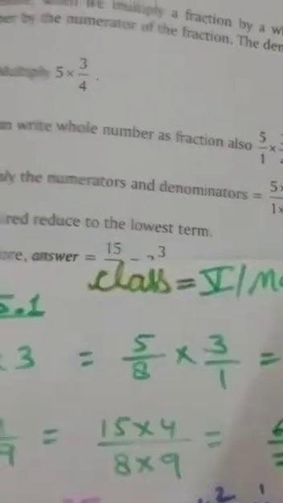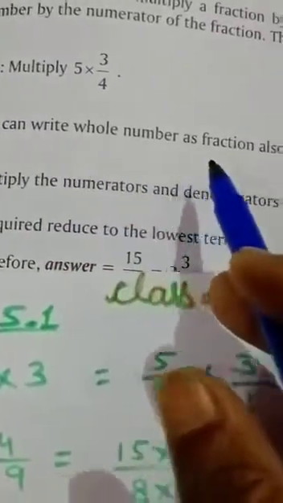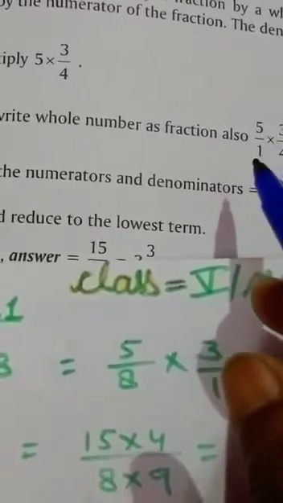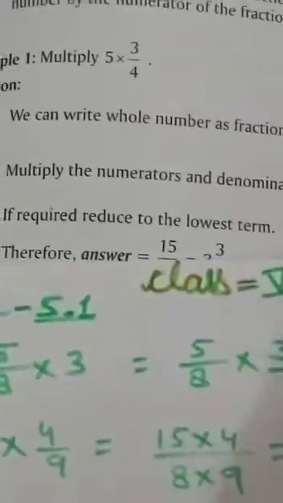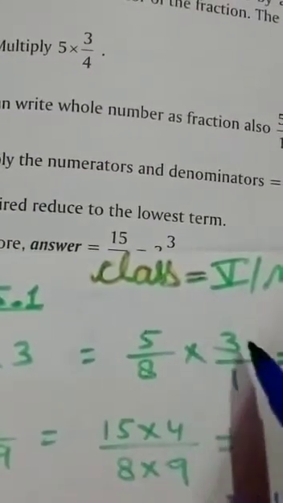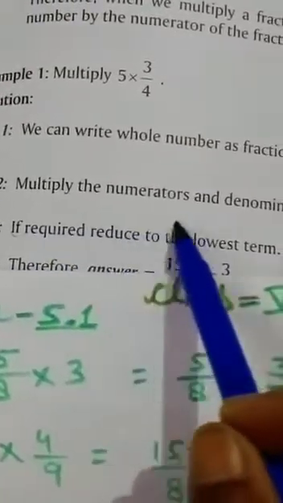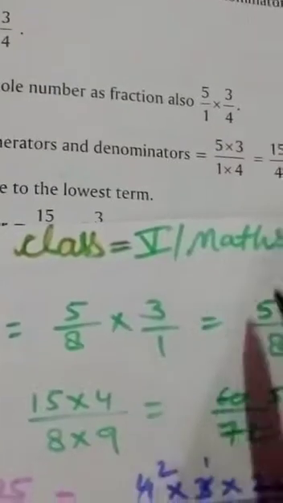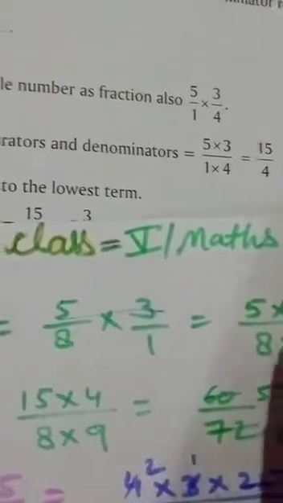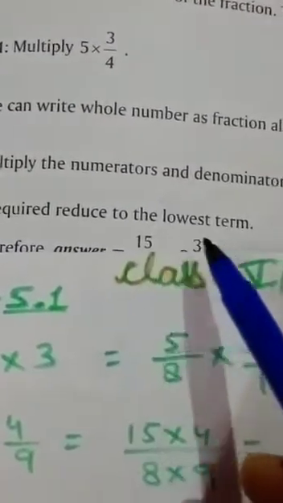Let's see. Here you see the steps are given. Step 1: we can write a whole number as a fraction also. How? You have to put 1 in the denominator. Here there is no denominator, so we have to take 1: 3 upon 1. Now it also becomes a fraction. Second step: multiply the numerators and denominators. So you have to multiply the numerators, 5 into 3, and 8 into 1. Step 3: if required, reduce to the lowest term.